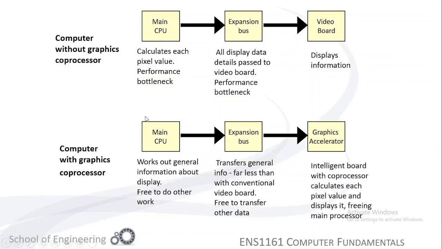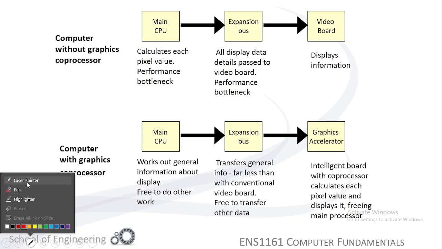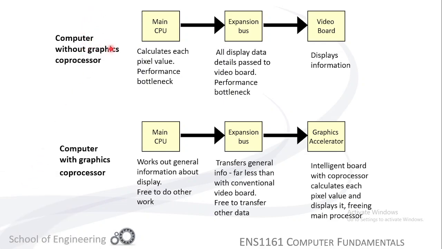Right. Now we'll see how to work on this. Right here, computer without graphics processor, computer with graphics processor co-processor. Now these are two different things. Very first thing is without a graphics co-processor. The other one is with a co-processor. What is it telling? It's telling three steps.